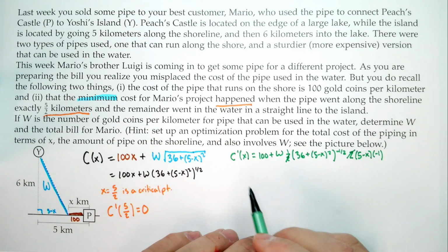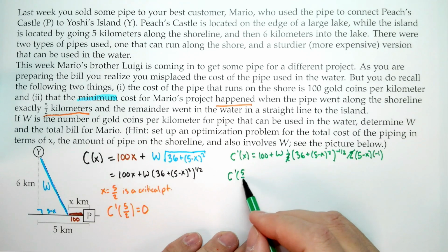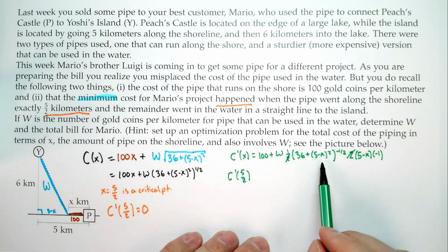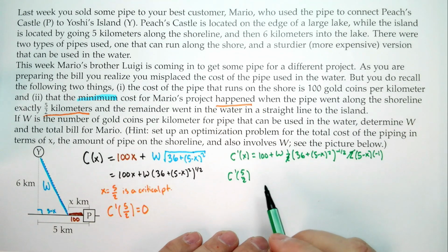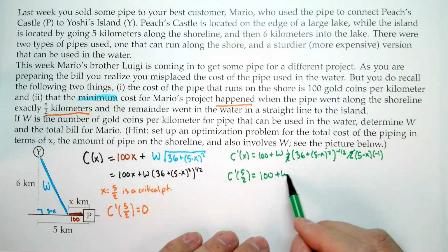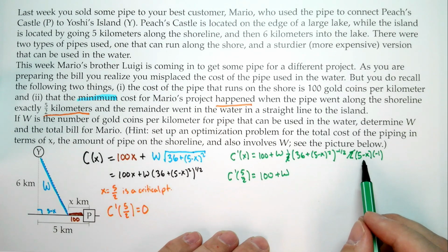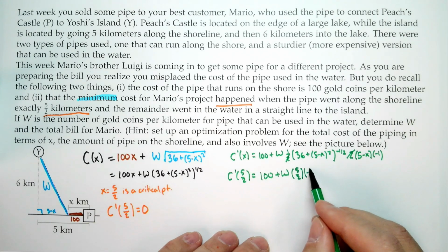And now we say, okay, plug in 5/2. So C prime of 5/2. Now if you notice, we can see right away 5/2 really isn't a problem, because when you plug in 5/2 here, you're not going to get a 0 to the negative power, so life is good. So it has to be the case that the derivative at 5/2 is 0. So we're going to get 100, that's fine, plus W times something. Well, let's fill in this other stuff here. 5 minus 5/2 is 5/2. Then we're going to get -1.